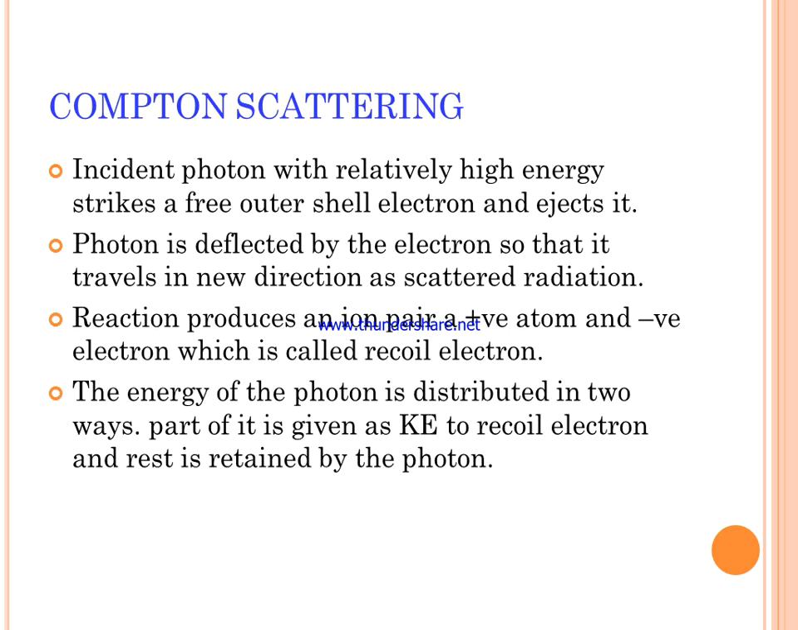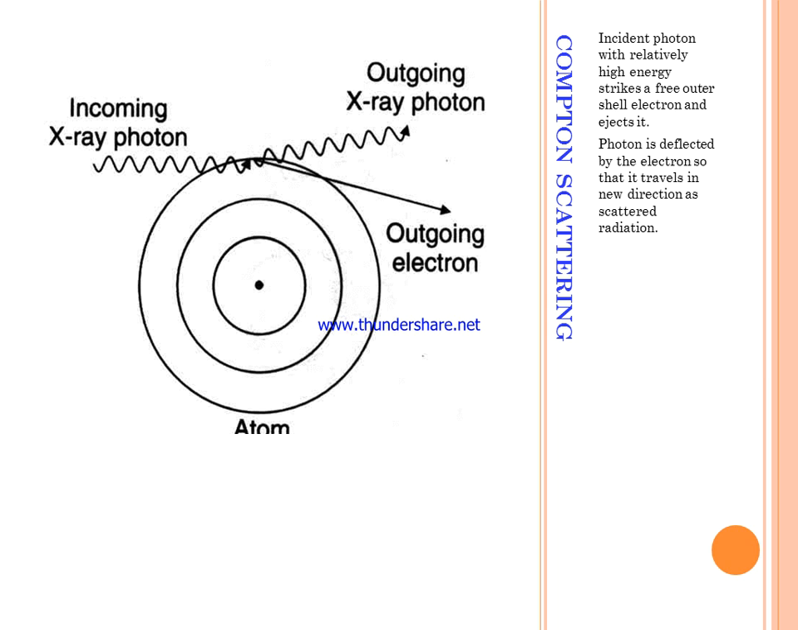Third is Compton scattering. In Compton scattering, an incident photon with relatively high energy strikes a free outer shell electron and ejects it. The photon is deflected by the electron so that it travels in a new direction as scattered radiation. The reaction produces an ion pair, a positive atom and a negative electron, which is called the recoil electron. The energy of the photon is distributed in two ways. Part of it is given as kinetic energy to the recoil electron, and the rest is retained by the photon.